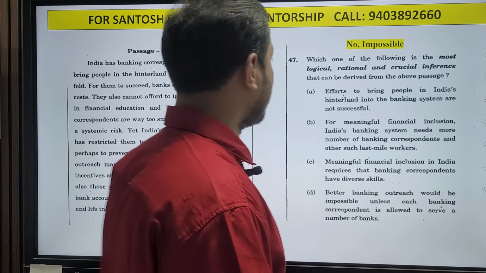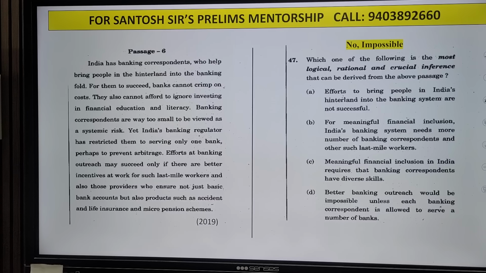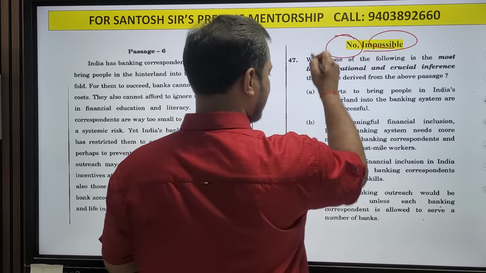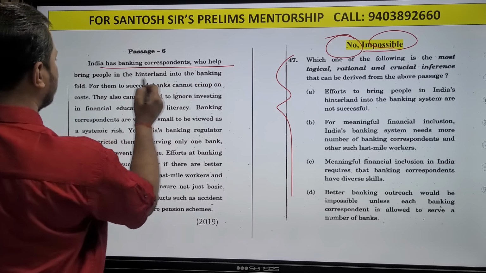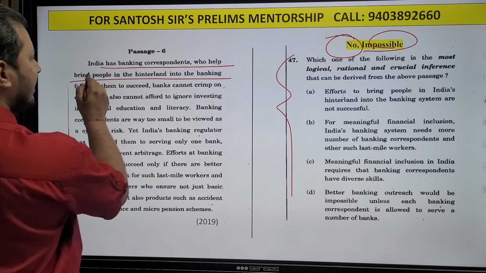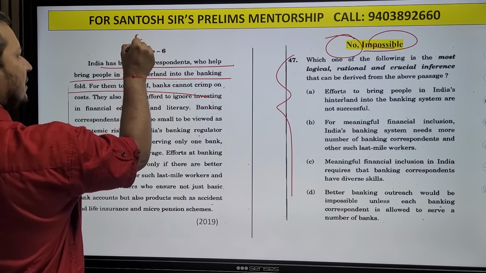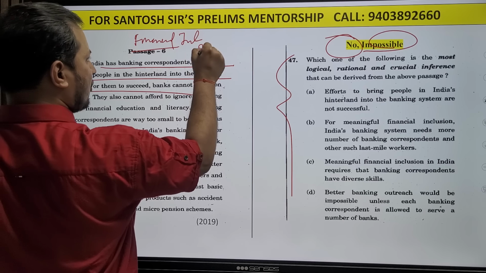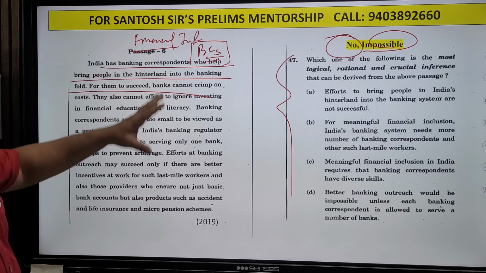Let's move on. Again, not possible, impossible. You can see multiple times UPSC is giving the same words. Let us read the first two lines. India has banking correspondents who help bring people in the hinterland into the banking fold. So the passage is on financial inclusion and the importance of banking correspondents, BC.